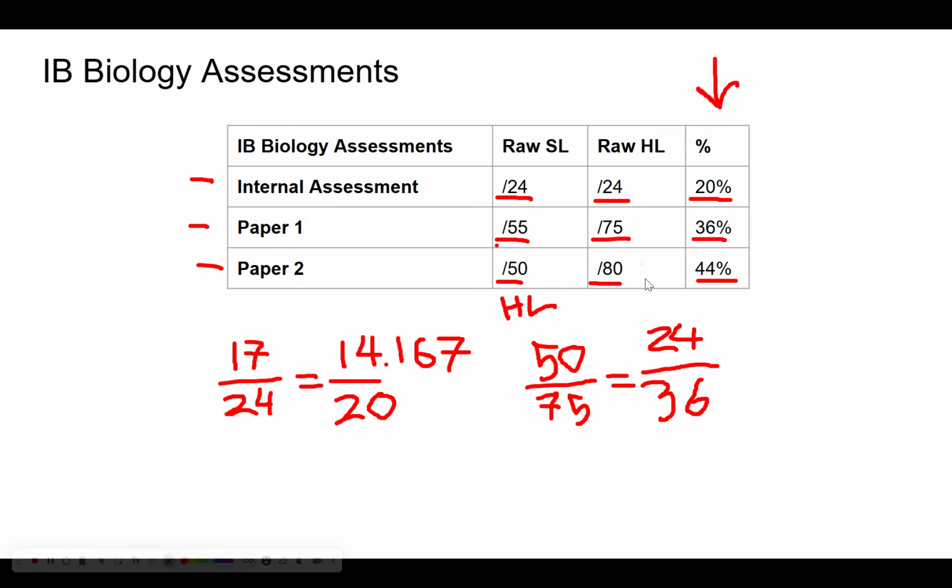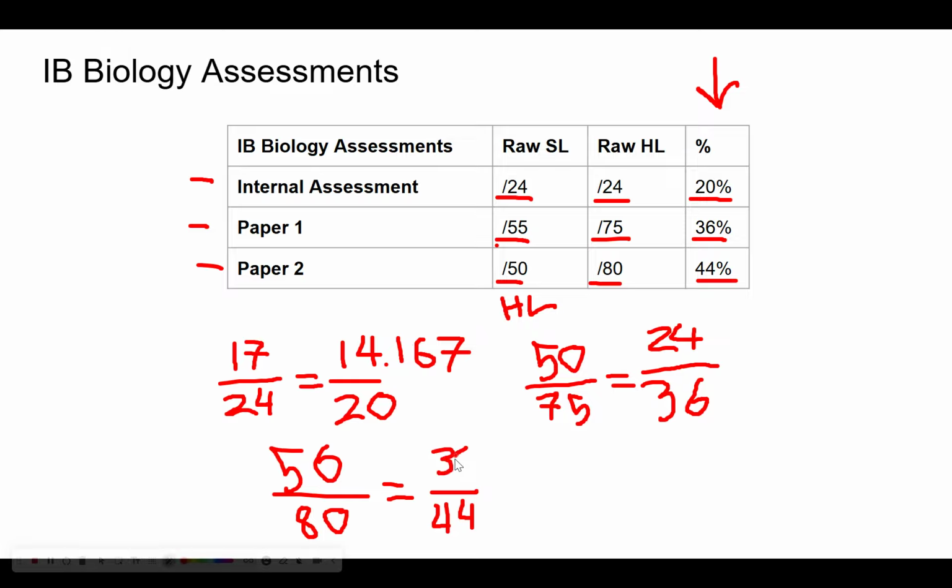And in the paper 2, we'll stay with HL. Let's say you get 56 out of those 80 possible points. So 56 over 80 is equal to x over 44. And when you do the math, 56 times 44 divided by 80 is 30.8.